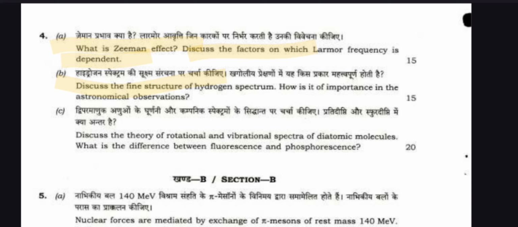How is it of importance in astronomical observation? Question number c: discuss the theory of rotational and vibrational spectra of diatomic molecules. What is the difference between fluorescence and phosphorescence?